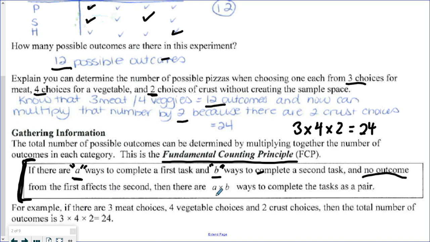Then there are A multiplied by B ways to complete the tasks as a pair or together. So for example, from above, if there were the 3 meat choices, the 4 vegetable choices, and the 2 crust choices, what we could just do is multiply. In this case, it's A times B times C. And we could keep going with it, right? If we had different choices for boxes and different choices for a drink it comes with or something like that, we would just keep multiplying and so on and so on. But you're always multiplying in this case.